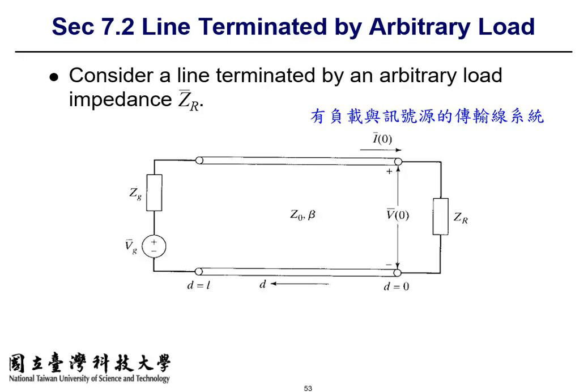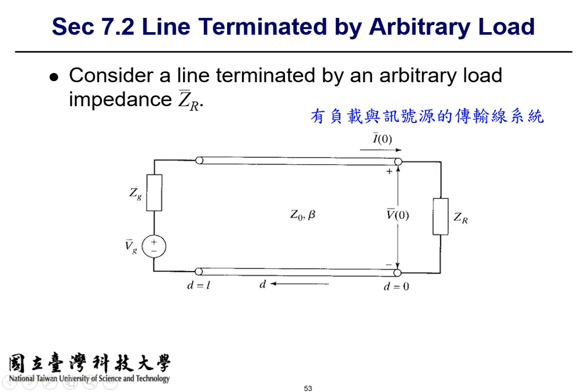All right, let's move on to section 7.2, line termination with arbitrary load. So again, we'll look at the transmission line problem in the frequency domain. In section 7.1, we looked at the case of short termination. Now we can have an arbitrary termination. It doesn't have to be short or open. It can be a load of any value.